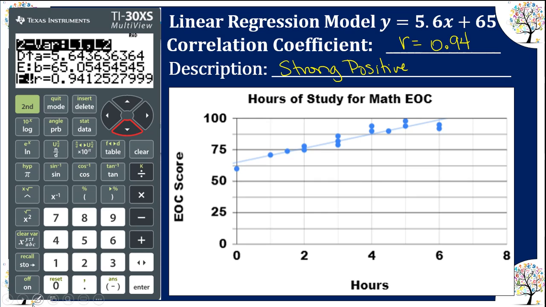So just a review. When you go to your calculator, your little a value that's on line D is your slope, line E, b, is your y-intercept, and line F gives your correlation coefficient value.